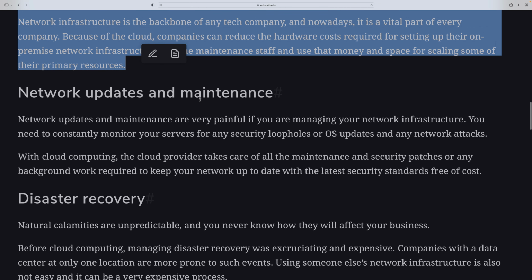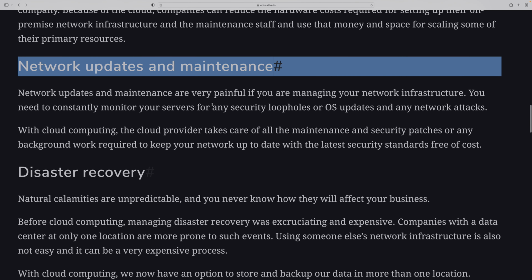Next part is network update and maintenance. I remember when I was working at my first job, when any network update or maintenance happened, we couldn't access the databases. But with the cloud, network update and maintenance is very painful if you are managing your own network infrastructure. You need to constantly monitor your server for any security loopholes, OS updates, or any network attack. With cloud computing, cloud providers take care of the maintenance, security patches, and any background work required to keep your network up to date.